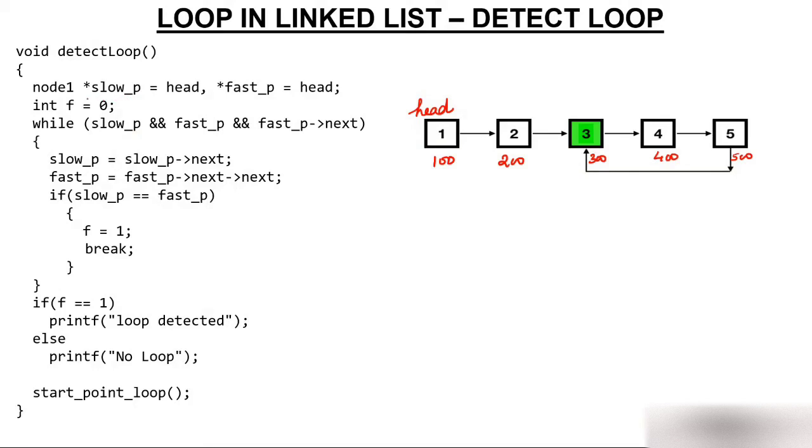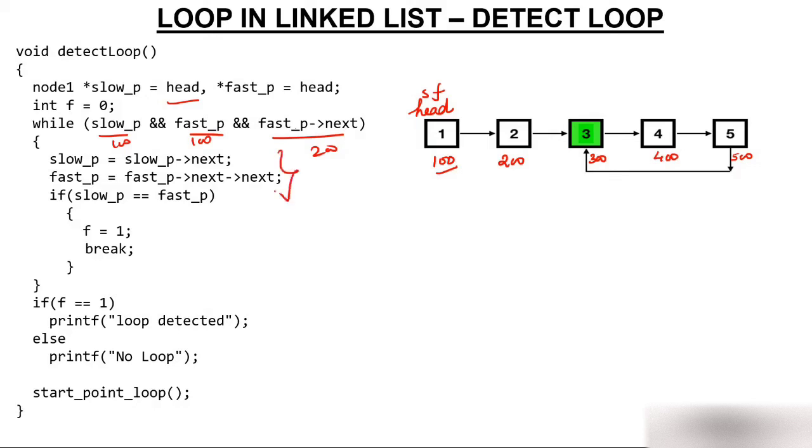I've created a node type slow pointer and initialized it with head, so slow will have the head value. For the fast pointer, I'm using f instead of fast pointer, and s instead of slow pointer. So all will point to the head. I'll see slow, fast, and fast next. What is there in slow? 100. What is there in fast? 100. And what is fast next? Fast next is 200. So the condition becomes true.